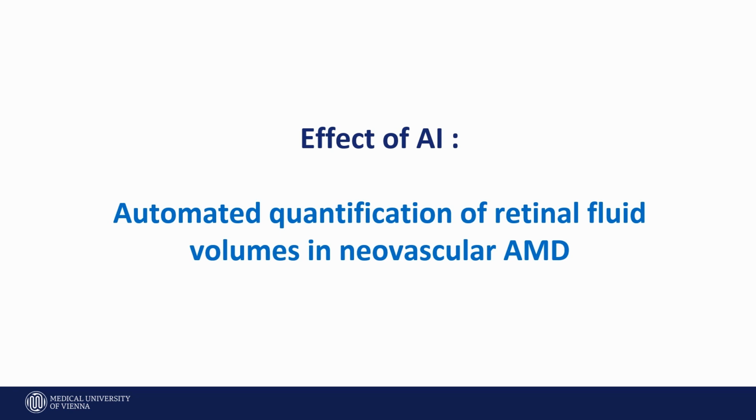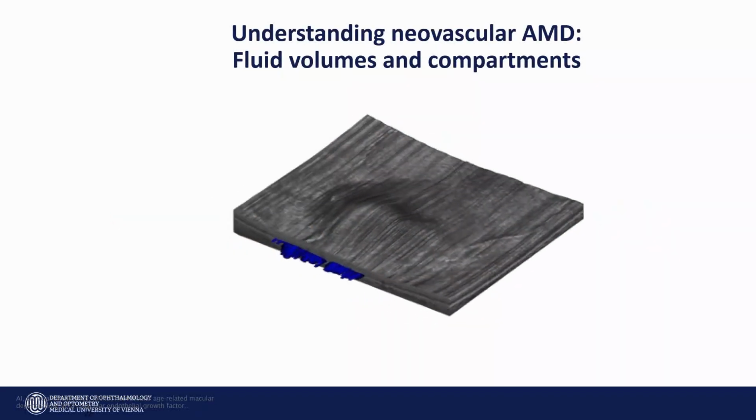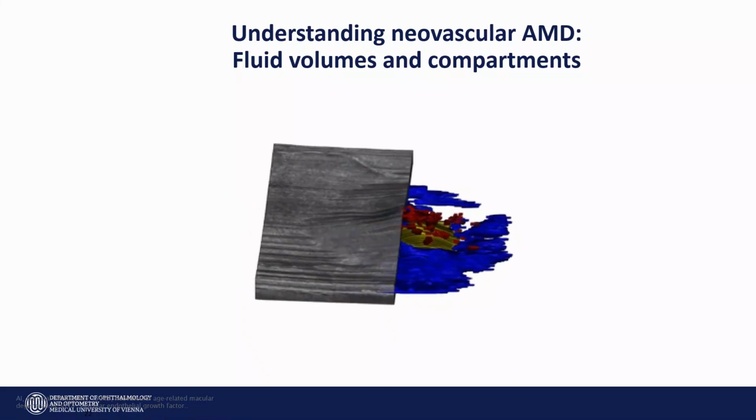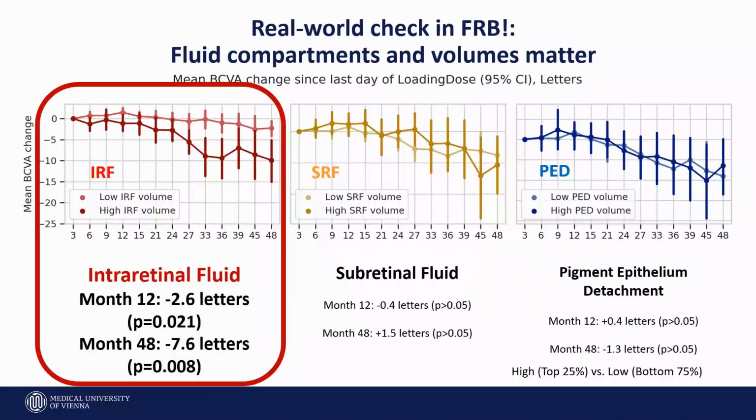So much about GA. Let's focus on neovascular AMD. In neovascular AMD, the biomarker that guides treatment. As for GA, OCT must uncover the different fluid compartments. Fluid compartments matter because it is intraretinal fluid that, if its quantity increases, this is the dark line, comes with lower and progressively more loss of vision. So intraretinal fluid must be measured very precisely.